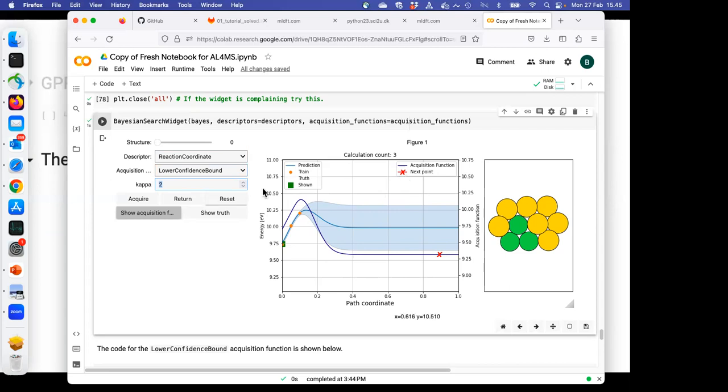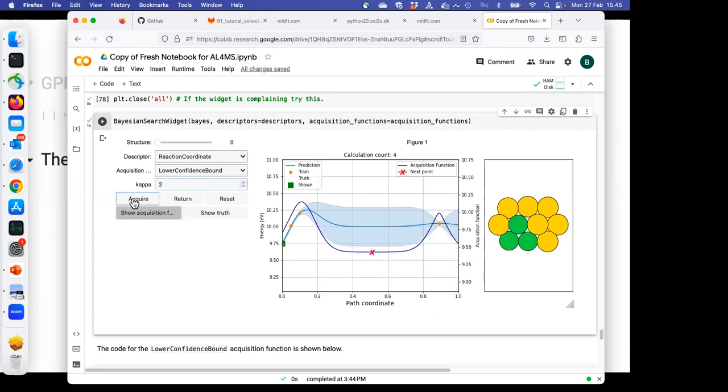And in this case, it would say you should pick this data point over here with those settings, and then we can acquire it by pressing acquire. And then it will say, okay, now that I also have that data point, you should go for this one. Then we can acquire that. And the return means undo the acquiring.